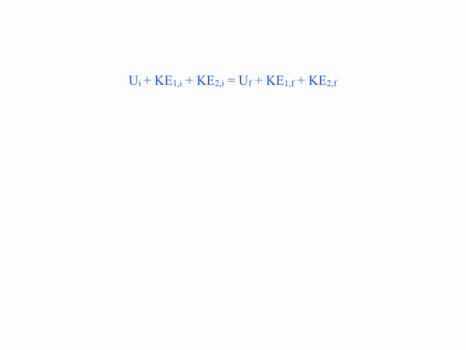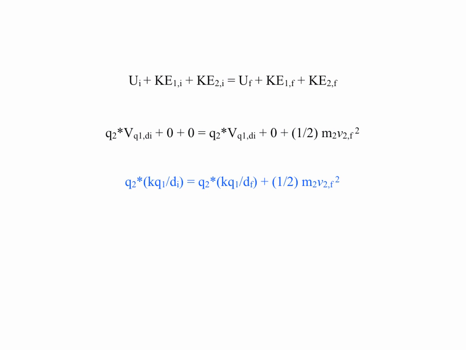So in our conservation of energy equation, when we plug in what we found on the last slide, we have initial and final potential energies and a final kinetic energy for charge 2. I can plug in my equation for the electric potential due to a point charge, kQ1 over distance, where that distance is either d_i at the start of the problem or d_f at the end.